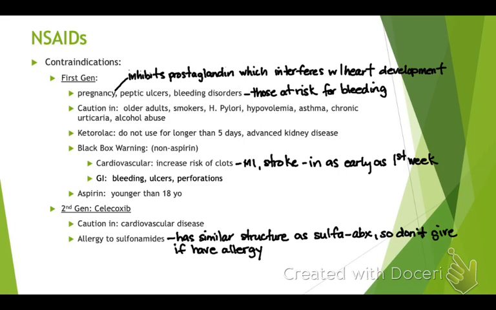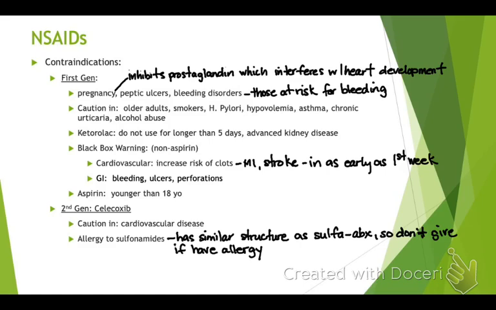Now, contraindications for NSAIDs. Your first gen contraindications, of course, first is going to be pregnancy. It does inhibit prostaglandin, which interferes with the heart development of the fetus and can cause bleeding also in the mother. It can cause problems in patients with peptic ulcers or bleeding disorders. Those at risk for bleeding will have increased bleeding with NSAIDs, so it is a contraindication.